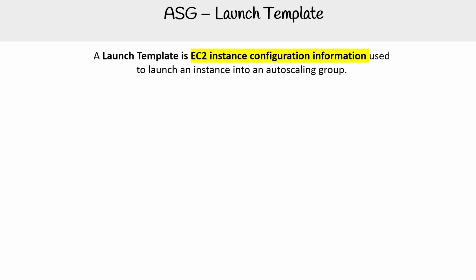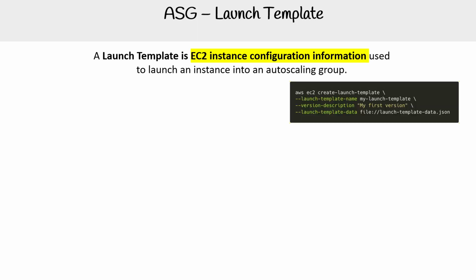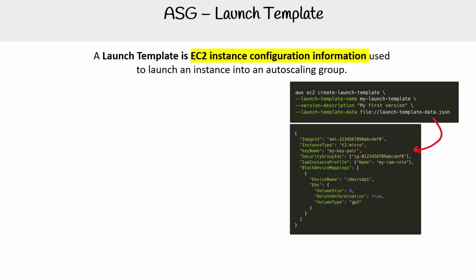A launch template is an EC2 instance configuration used to launch an instance into an auto-scaling group. So here's an example of us saying we want to create a launch template, and we are specifying our version. You have to give a description of the version, and then you're going to provide configuration information. The only parameter that is actually required is the AMI for a launch template, but often you are going to be providing a lot of information.